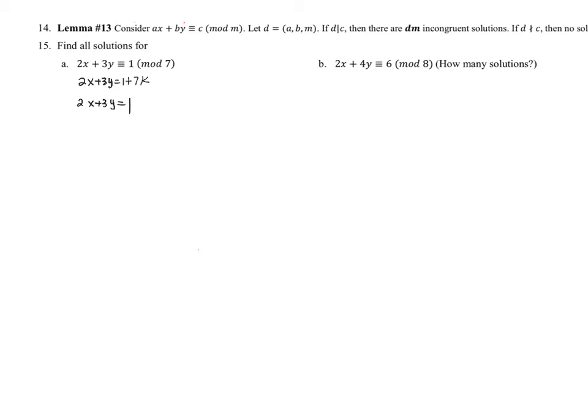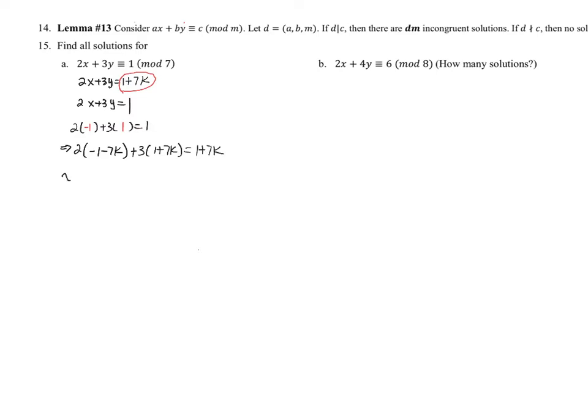And just by observation, 2 times negative 1, plus 3, this is 1, right? So just by observation, this is pretty easy to see. And now we multiply both sides by 1 plus 7k. We have now 2 times negative 1 minus 7k plus 3 times 1 plus 7k equals 1 plus 7k.